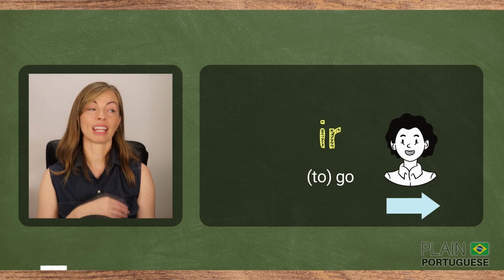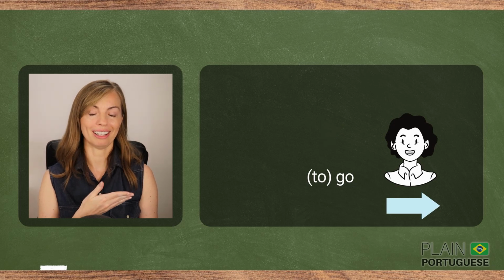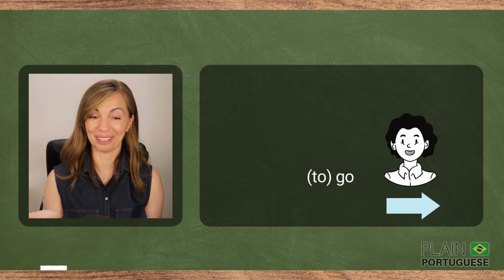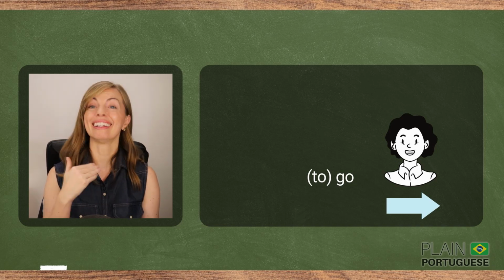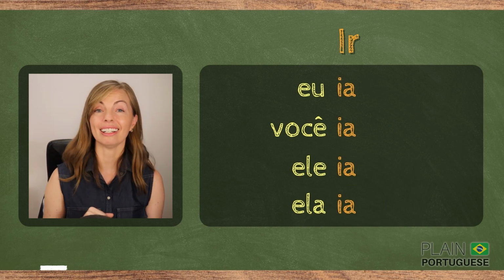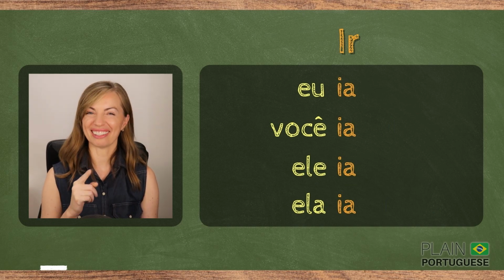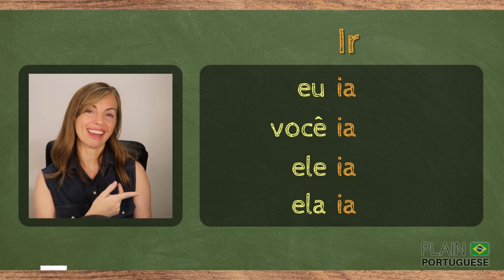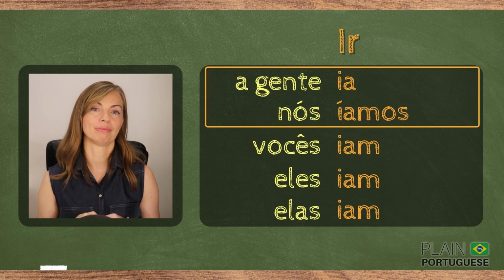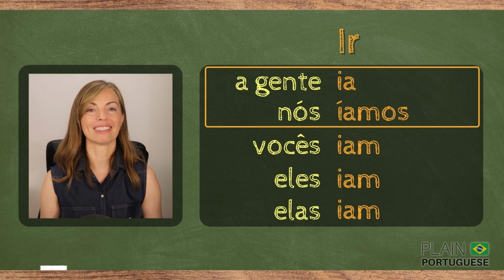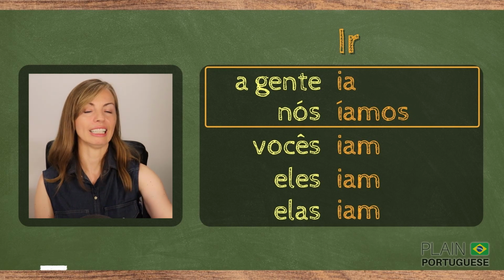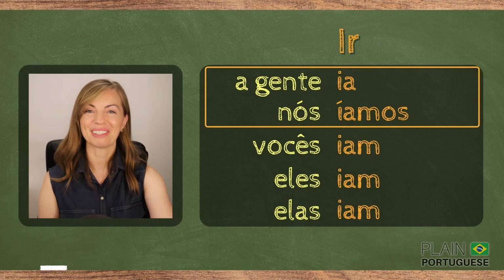Now take a look at the next verb. Ir. Drop the final IR. And where did my verb go? Don't worry, don't panic. Make the following replacements. So then, eu ia. Você ia. Ele, ela, a gente ia. Nós íamos. Vocês, eles, elas iam. Vamos praticar?